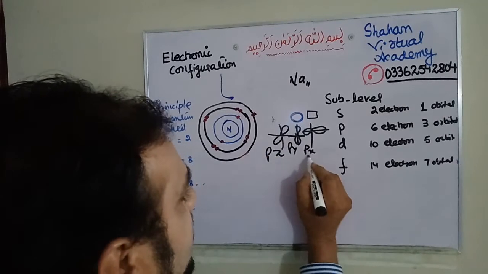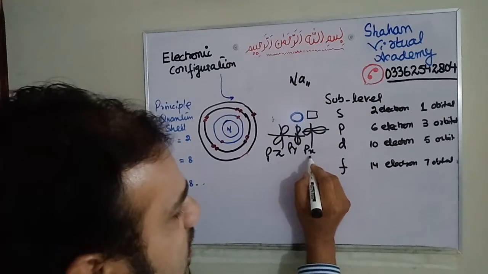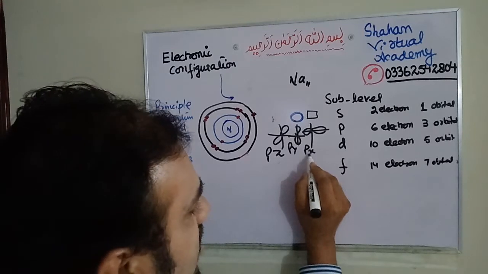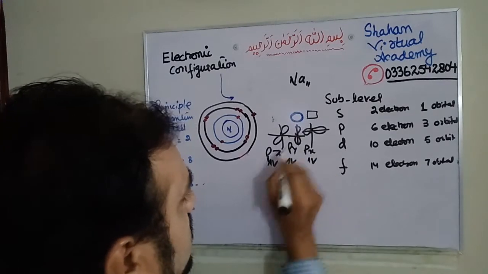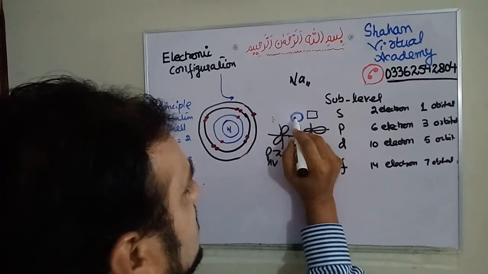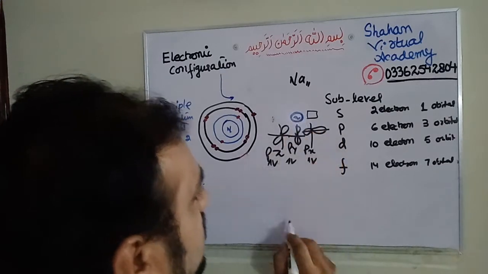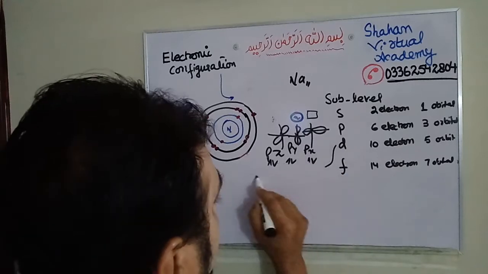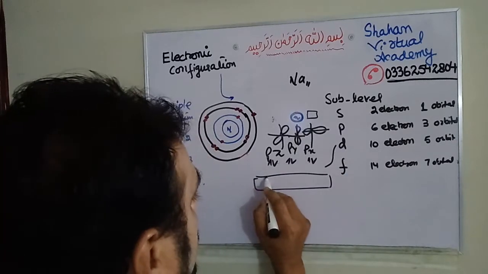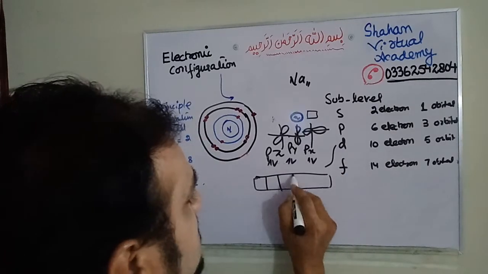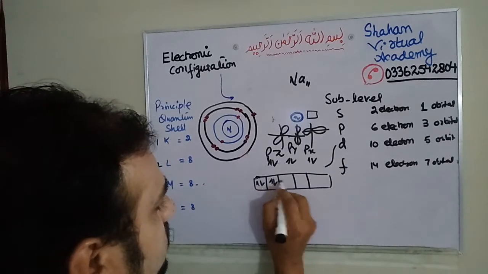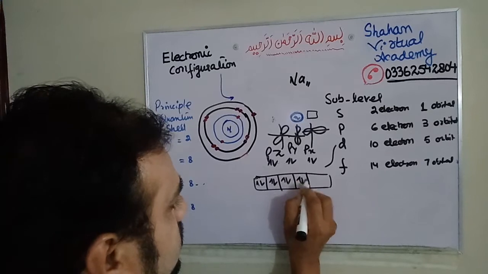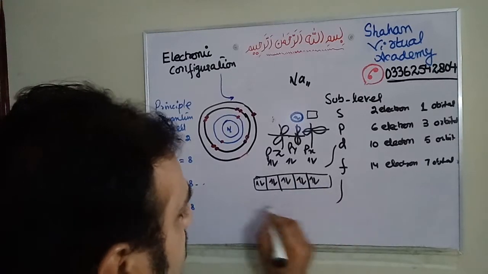In each orbital, only 2 electrons can be filled, while in S there is only 1 orbital. In D there are 5. Most transition elements have d orbitals, and the same goes for the 14 in f.